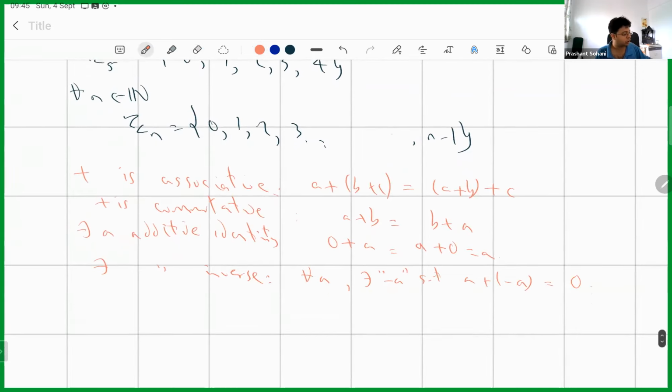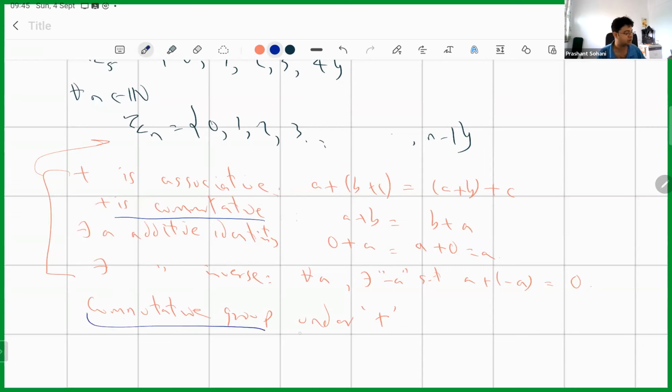So when all of these properties are satisfied by a set, there is a special name for any such set. It is called a commutative group under that operation. The word commutative is applicable only if the second property is satisfied. There are sets in which commutativity is not there, in which case we'll only call it a group, but in this case it's a commutative group under addition.